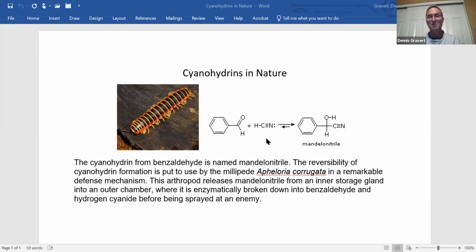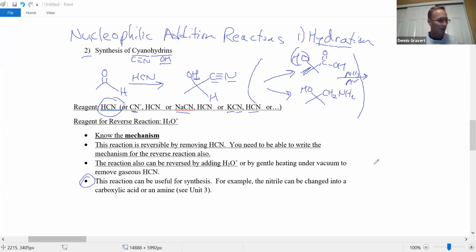So we've been focusing on how to make that. Well, I'll start with an aldehyde. Here's benzaldehyde, HCN, and that converts it to a cyanohydrin. So this bug does that in its body somewhere, accumulates a bunch of this, puts it in this gland, and then quickly converts it, hydrolyzes it, in fact, to revert back to initial reactants, a lot of toxic hydrogen cyanide, and it sprays it at its enemy. Interesting. Stay away from that bug. Okay, let's see the mechanism.